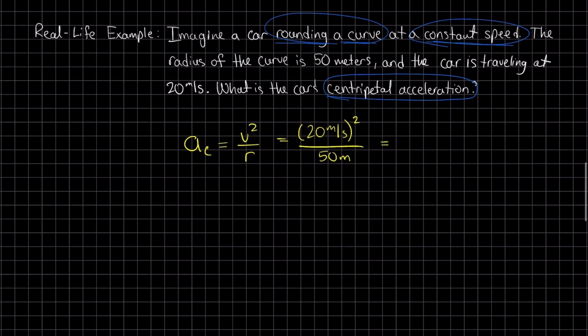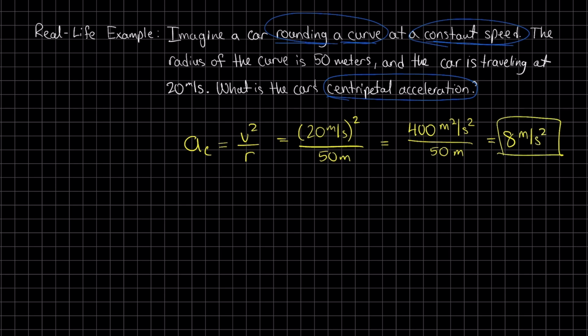20 times 20 is 400. Meters per second times meters per second is meters squared per second squared. And I'm dividing it by 50 meters. 400 divided by 50 is 8. And when I simplify these units, I'm going to get meters per second squared. That would be the centripetal acceleration of this car.